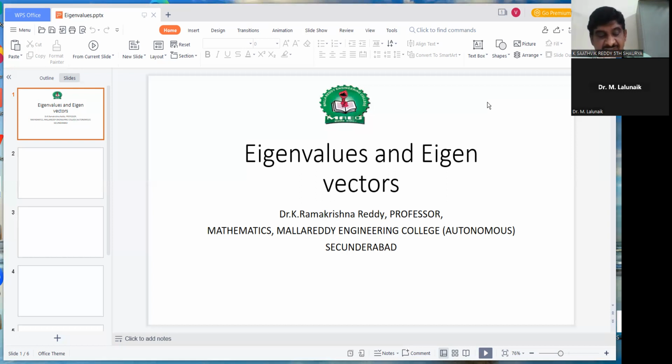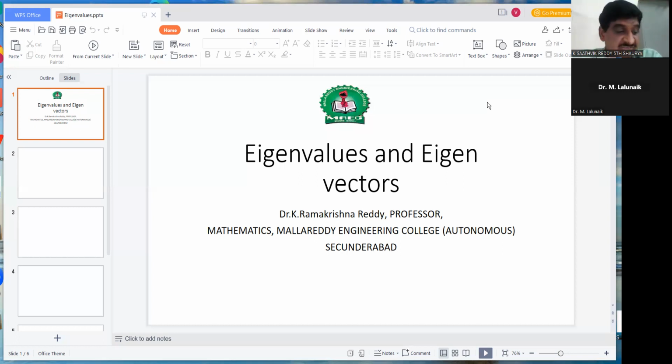Next, we come to the third property of eigenvalues and eigenvectors. Here we take the square matrix A, and lambda is an eigenvalue of A. Then k lambda is an eigenvalue of kA, where k is a non-zero scalar. Here you can prove that.